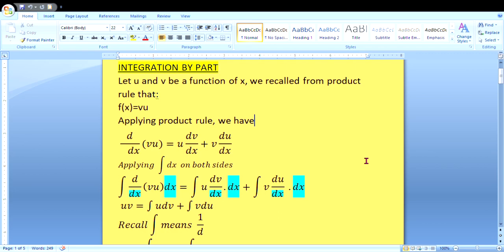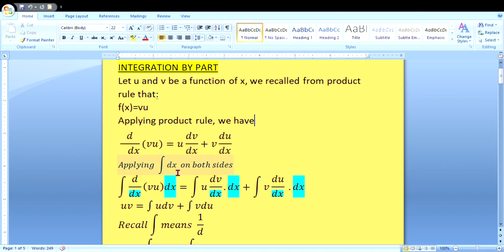v du/dx. Okay, in integration by parts, sometimes a function may involve products which are not related. The appropriate method is to use integration by parts. The first thing to do here is to use the product rule of differentiation to establish the formula for integration by parts.